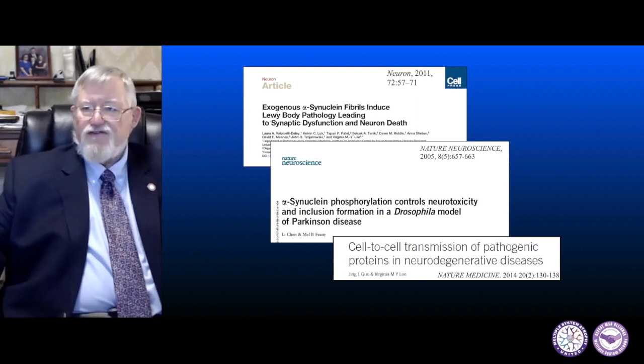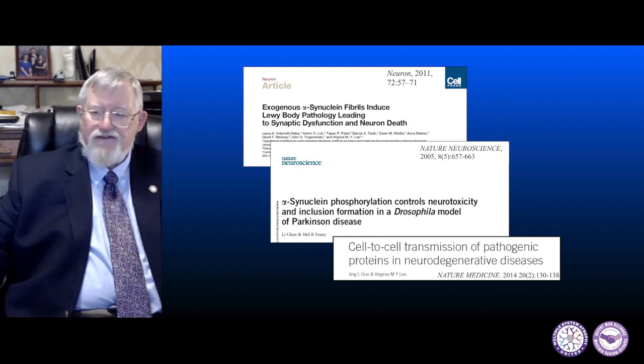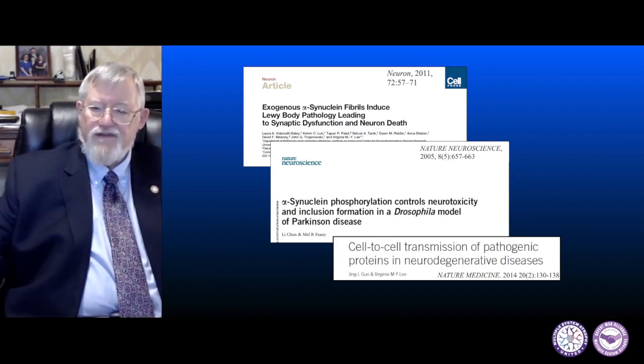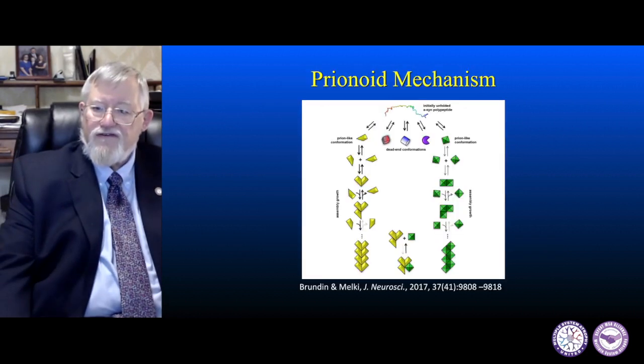These are some of the papers over the years showing that alpha-synuclein fibrils could induce the aggregates that cause the Lewy body pathology and other types of synucleinopathy pathology, and that this pathogenic protein actually spread from cell to cell in these various neurodegenerative diseases.